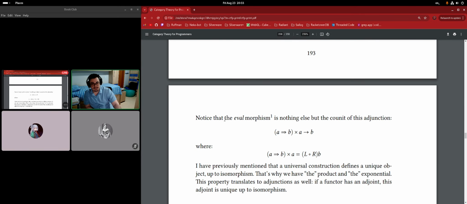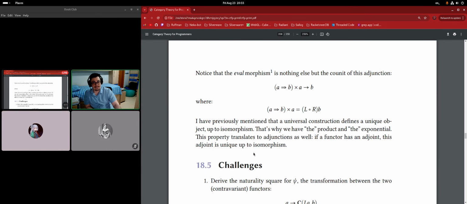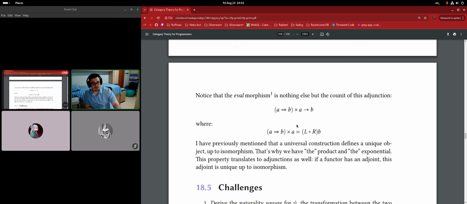Cool. And then notice that the evolve morphism, which I remember from chapter 9, but I would have to revise it again, is nothing else but the co-unit of this adjunction. I remember something like that back in the day. Yeah, it's the Lispy thing, right? Where you have a pair with a function and a value that is a valid argument, and you evaluate the pair into the result of applying the function.